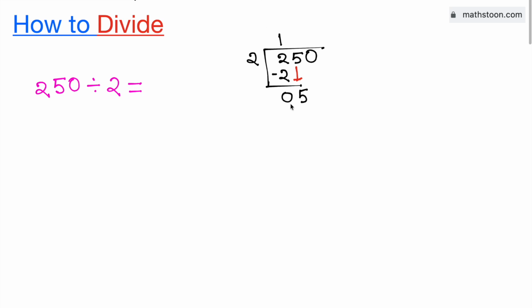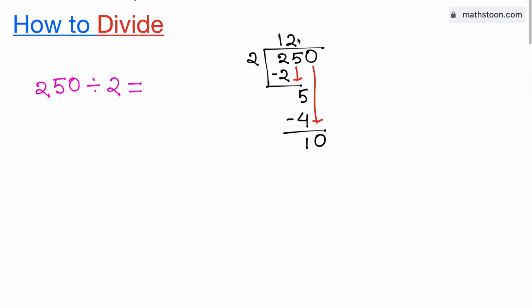Now see that this is the number 5. So we can remove this 0. And we know that 2 times 2 is 4. Subtract, we get 1. Now again see that this 1 is less than 2. Therefore, we will again bring down this 0 here.